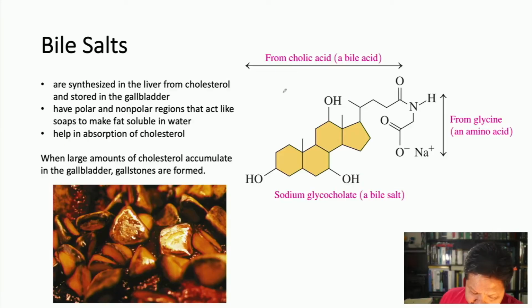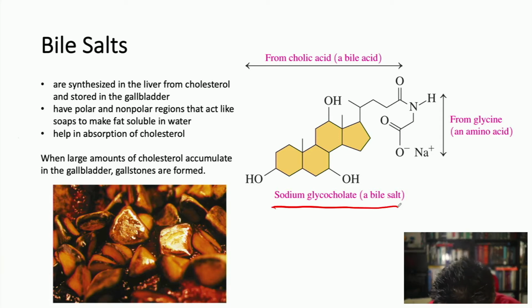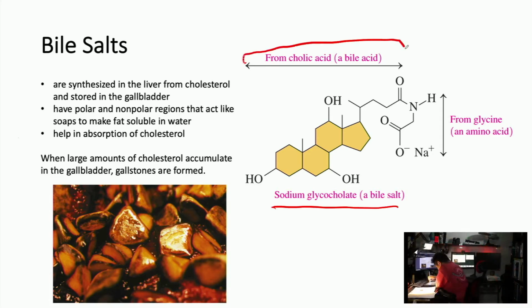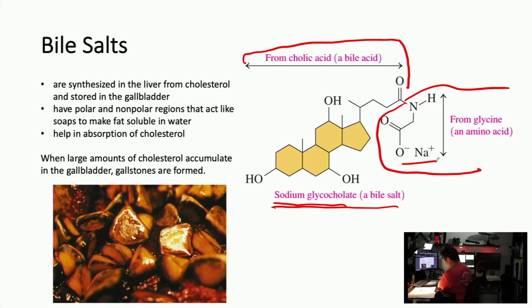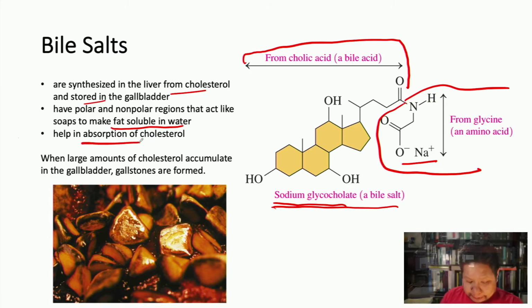So what are bile salts then? It turns out those are cholesterols too, right? So here's the structure of a bile salt, specifically sodium glycocholate, right? And it consists of a cholic acid here, right, attached to the amino acid glycine here. It's sodium glycocholate because of the sodium that's there. So this is the sodium salt of the amino acid glycine, right? They're synthesized in the liver from cholesterol, and what they do is that they make fat more soluble in water, so it helps with the absorption, right? It helps with the absorption.